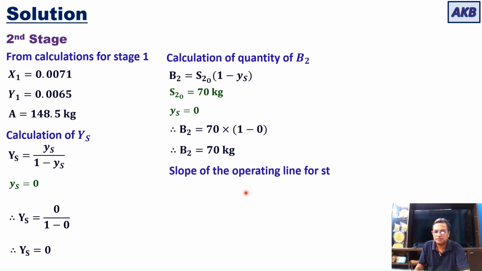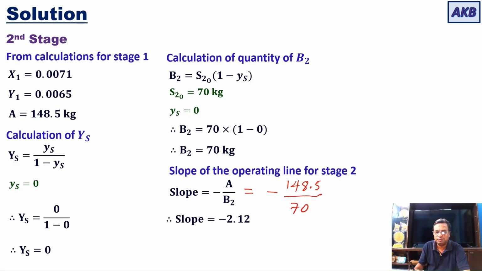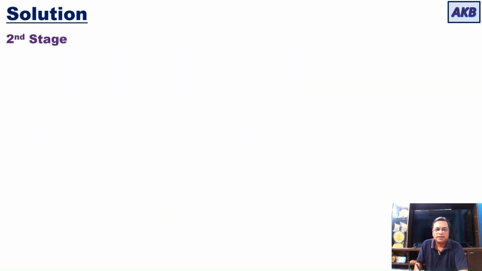Then we have to get the slope of the operating line for stage 2. So slope is minus A upon B2. If you use the values, that is equal to minus 148.5 divided by 70, and this comes out to be minus 2.12. Therefore, the slope of the operating line for the second stage is again minus 2.12. Okay, so once the slope is known to you, let us plot the operating line on the graph.